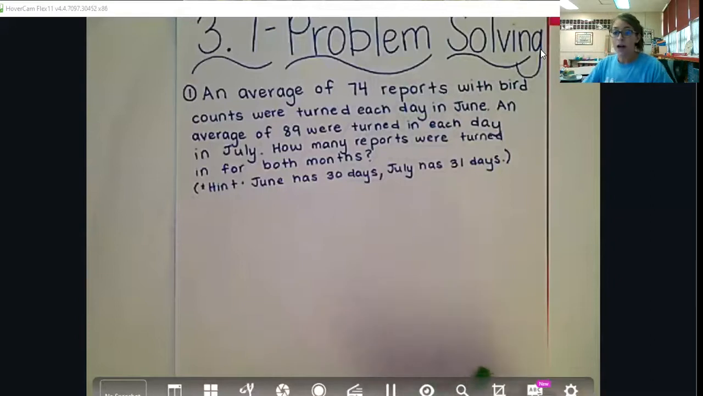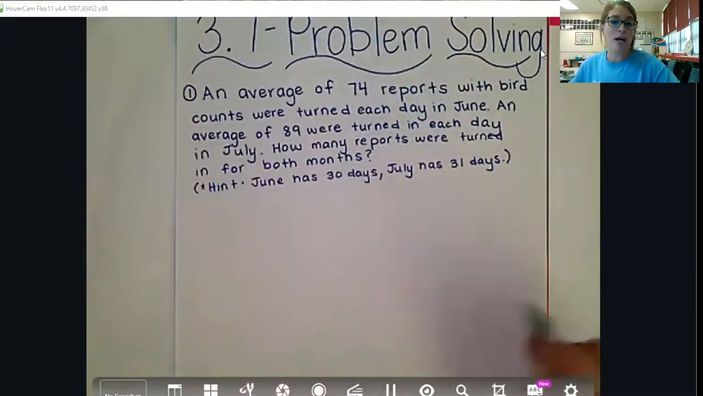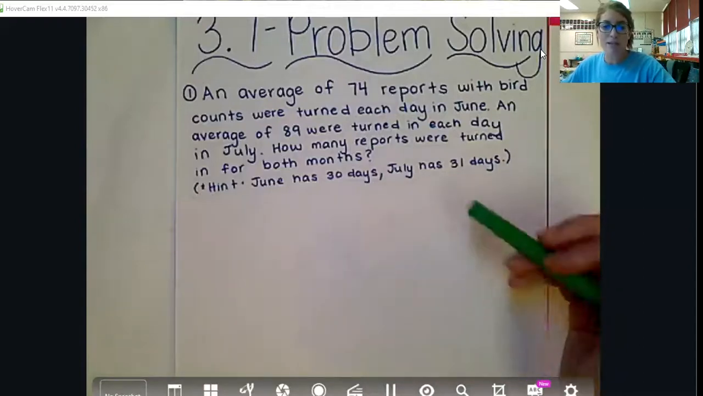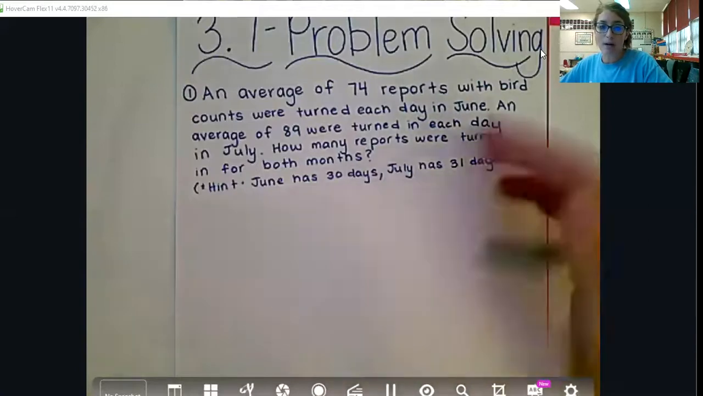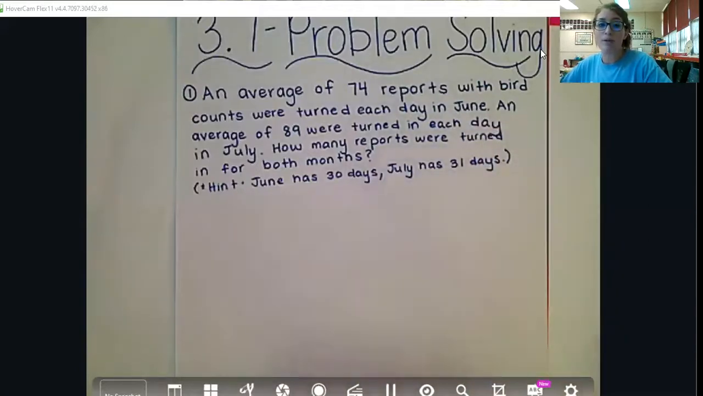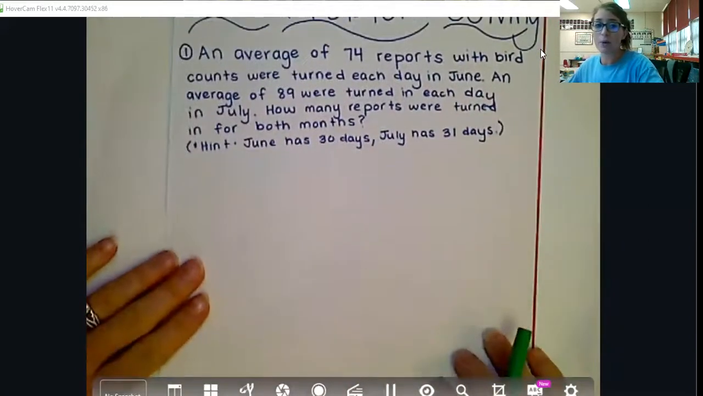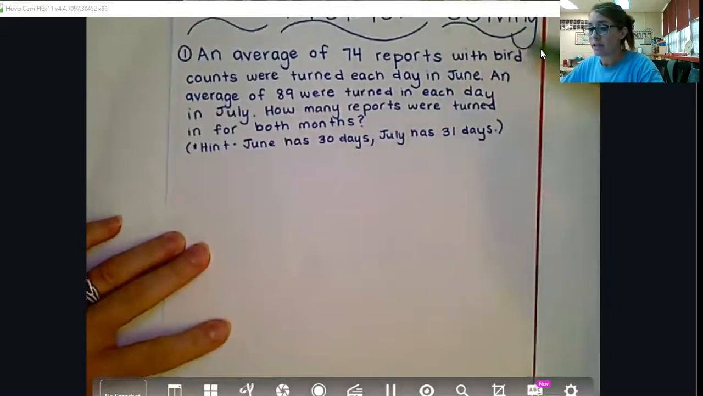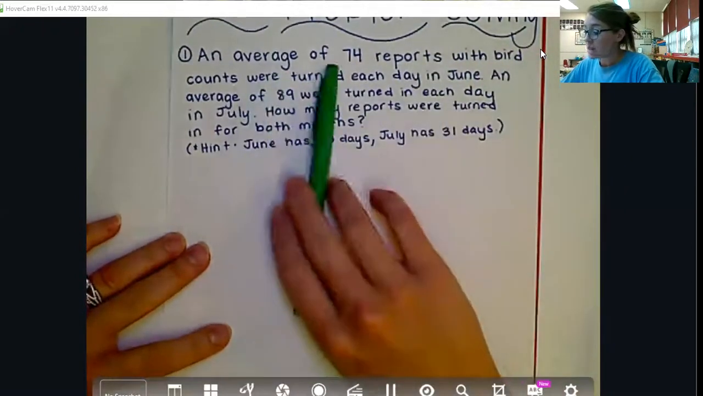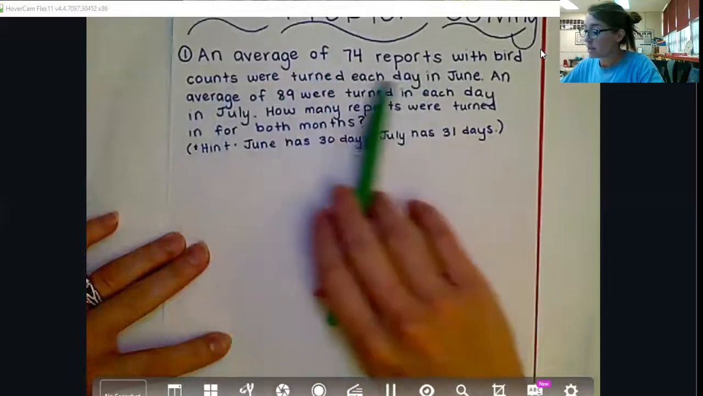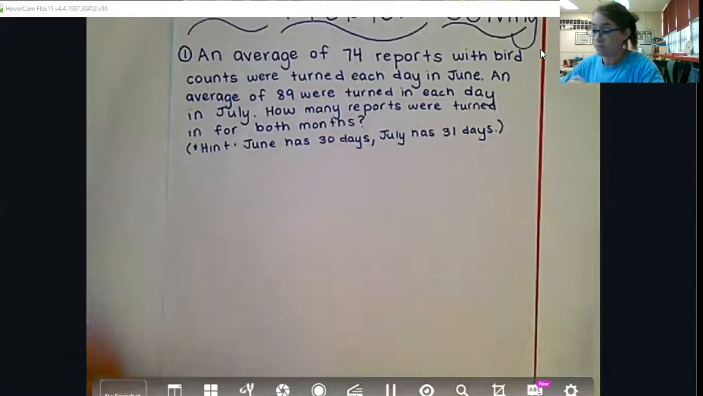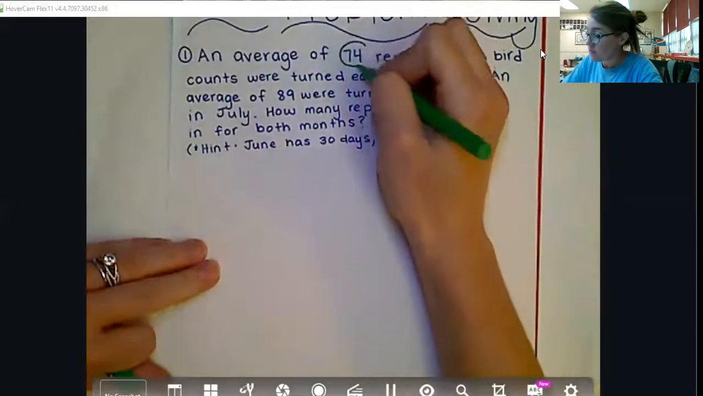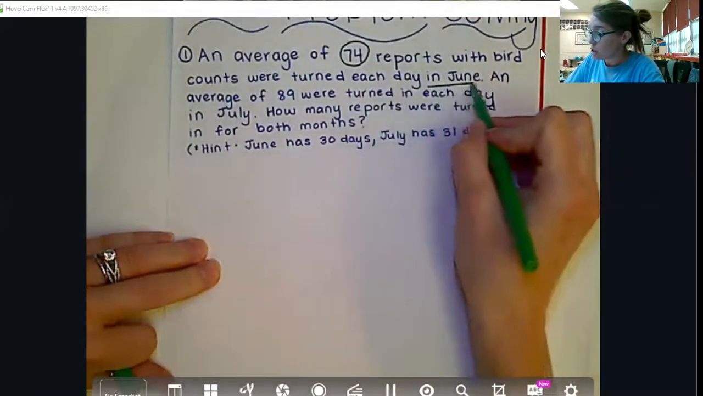Okay, so like we've talked about in previous lessons, the most important thing that we need to make sure we do when we're talking about problem solving and word problems like this is we need to look for that important information that's going to help us solve it. So I've got an average of 74 reports with bird counts were turned in each day in June. Is that important? Yes, I would say so. So 74 in June, okay?